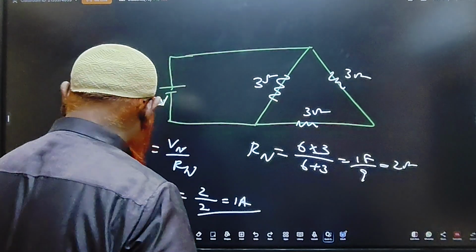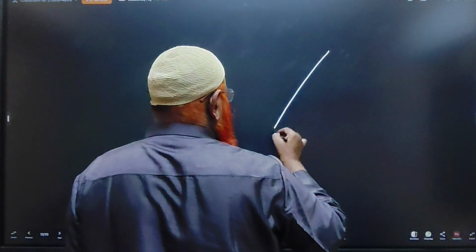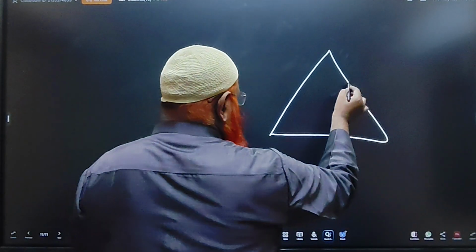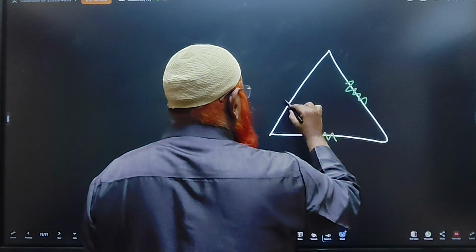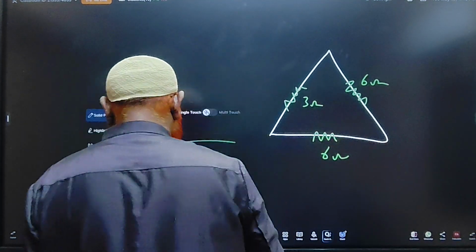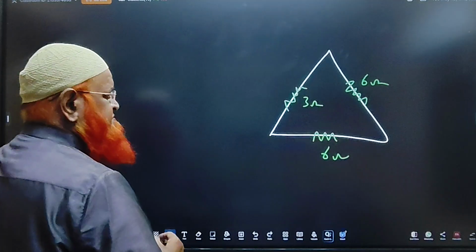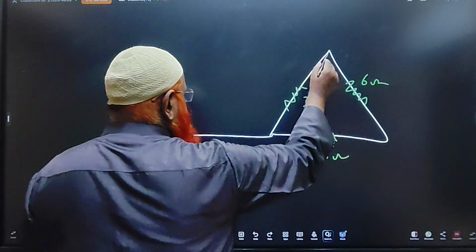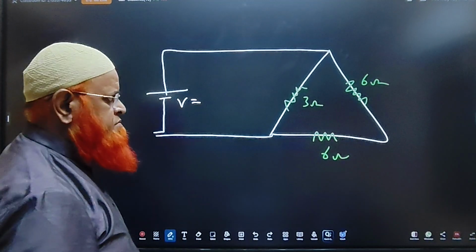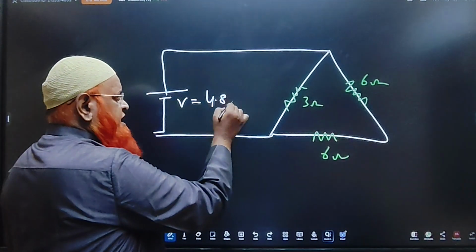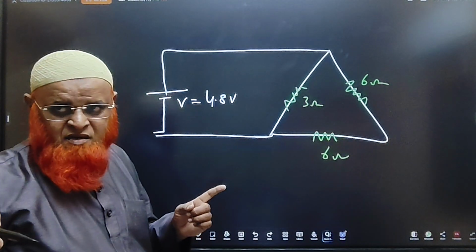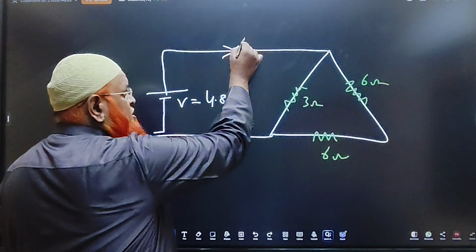And one more here, he has asked like this. He has taken a triangle, okay, and he has taken this resistance, and this resistance. I think this is 6 ohms and 6 ohms, and this is 3 ohms, right or not? And here, they are connected to potential. What is the potential given? 4.8 volts, isn't it? Now you have to find out the current in this case, am I right? Yes, current you have to find out.